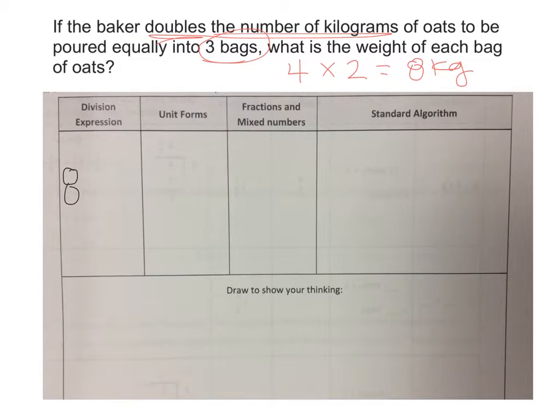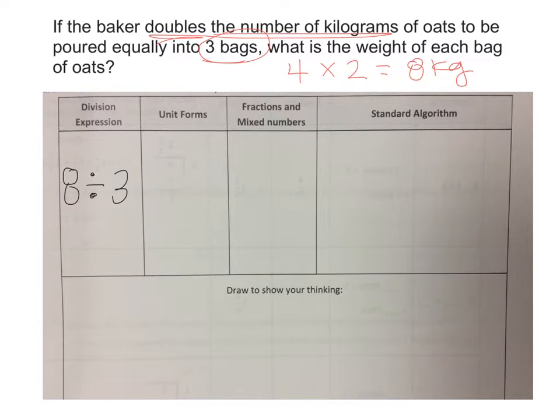Yeah, this time we're dividing our whole of 8, because now he has double the amount of oats, but he's still dividing it into 3. So our division expression is 8 divided by 3. Okay? If I want to write it in unit form, am I thinking about halves or thirds or fourths or fifths or sixths? Alex, what type of fraction should I be thinking about?